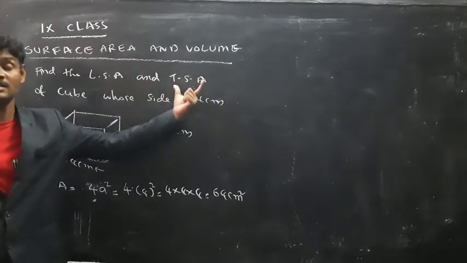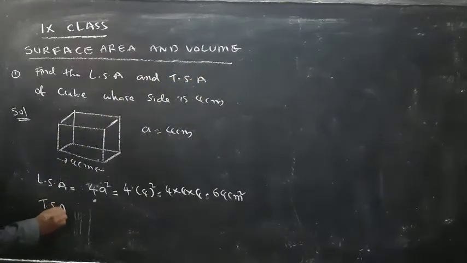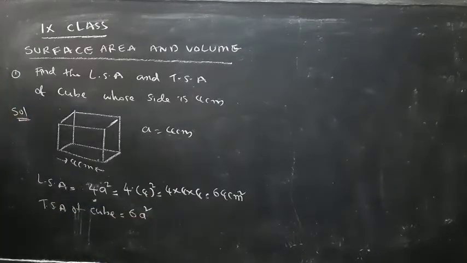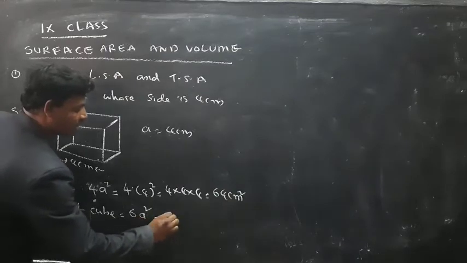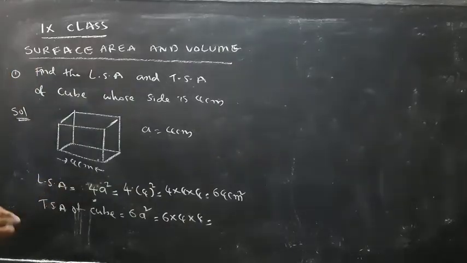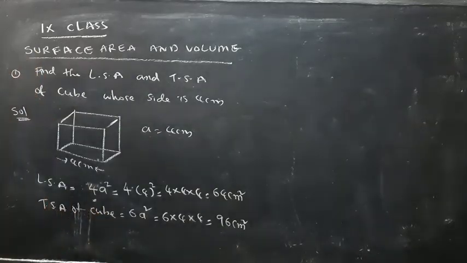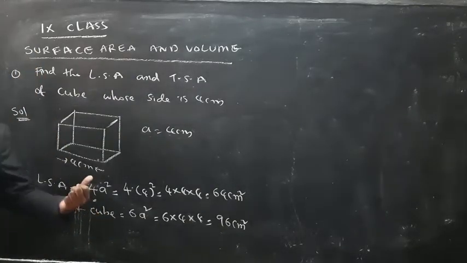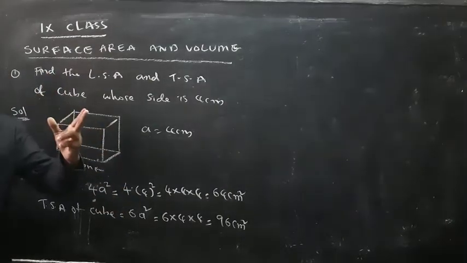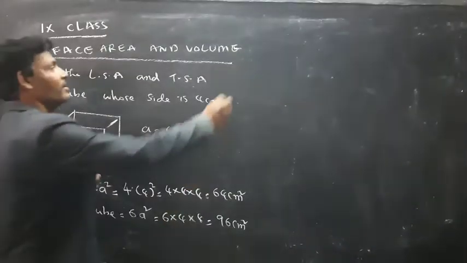I need TSA. TSA means total surface area. What is the formula? 6a square. 6 into 4 into 4. 4 4s are 16. 16 6s are 96. So what is the TSA here? 96 centimeters square. So to find the lateral surface area of a cube is 4a square. To find the total surface area of a cube is equal to 6a square.